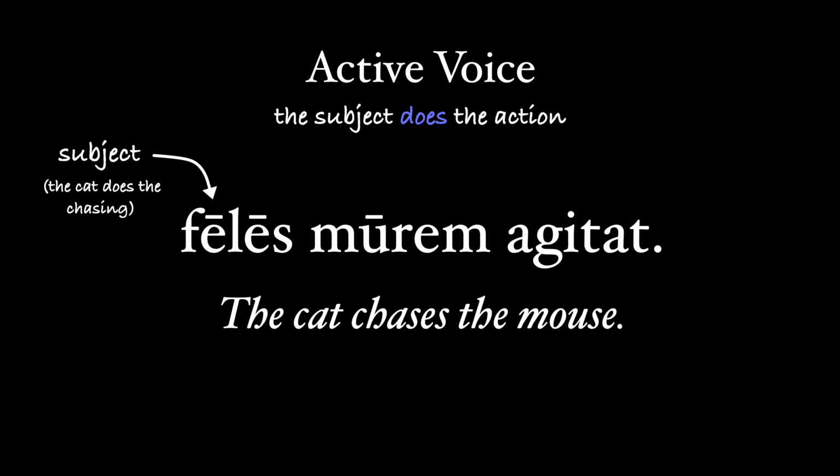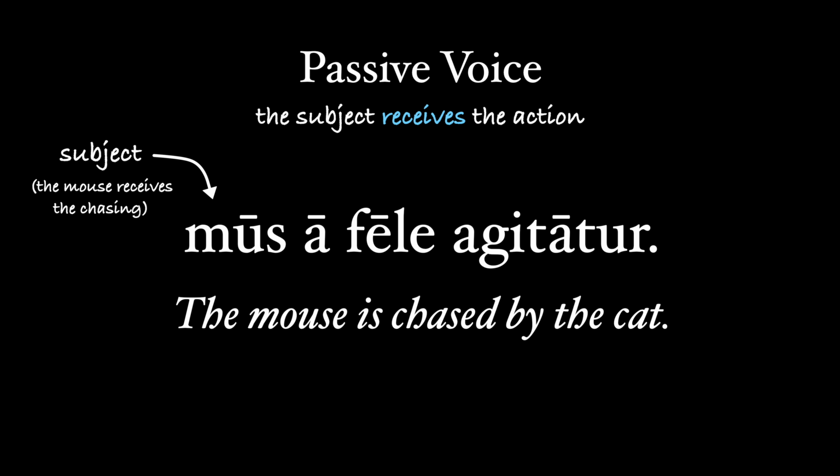With the active voice, the subject does the action, like the cat chases the mouse. Feles murum agetat. But for a verb in the passive voice, the subject receives the action, as in the mouse is chased by the cat. Mus a fele agetatur.